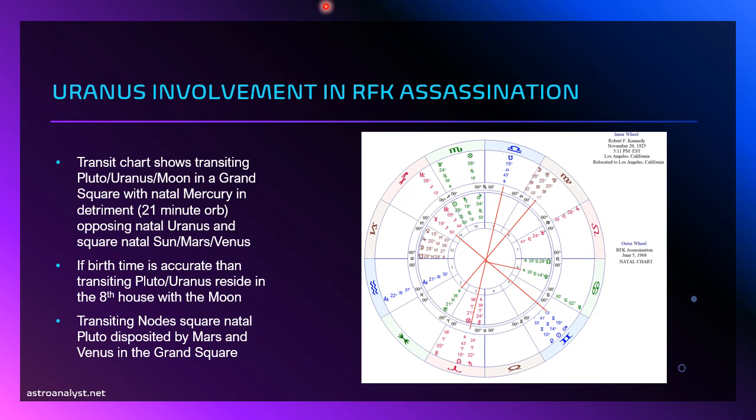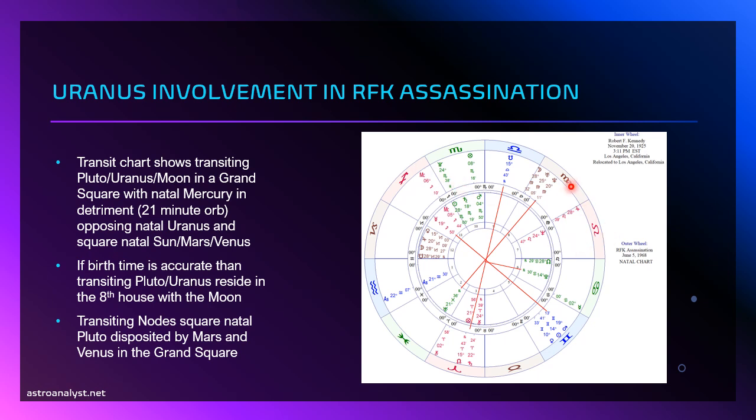All right, now we're looking at the transit chart for Robert F. Kennedy on the day he was assassinated, which was June 5th, 1968, around midnight in the Ambassador Hotel. So for this transit chart, we already noted the involvement of Uranus in his declinations. So we're going to focus a lot on that.